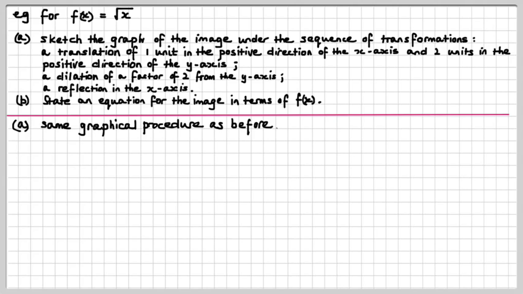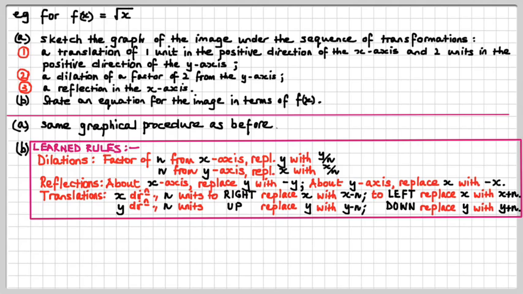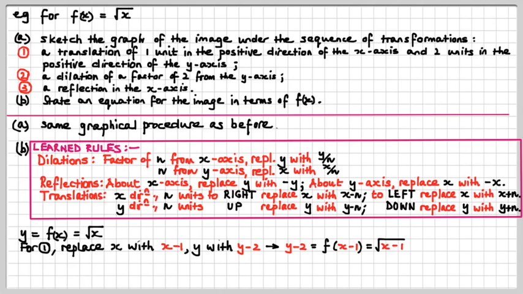Now for the equation of the image in terms of f of x, we're going to do this quickie technique here. For part b, I've labelled them all there for you in red, so we're just going to pick them off one by one. There are the learned rules. Now, y equals f of x equals root x is our star equation. For the first transformation, a translation of 1 unit in the positive x direction, you replace x with x minus 1. For 2 units in the positive y direction, replace y with y minus 2.